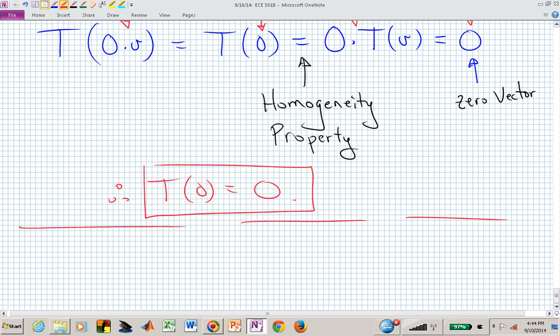Questions on that? Well, that could be an easy or quick check on some map to determine whether or not it is a linear map. You say, oh, well, it's got to at least take the 0 vector and map it onto the 0 vector. If it doesn't do that, then I know it's not a linear map.